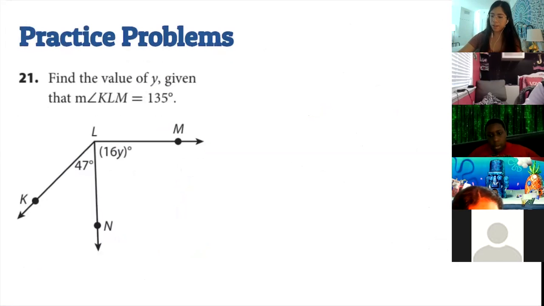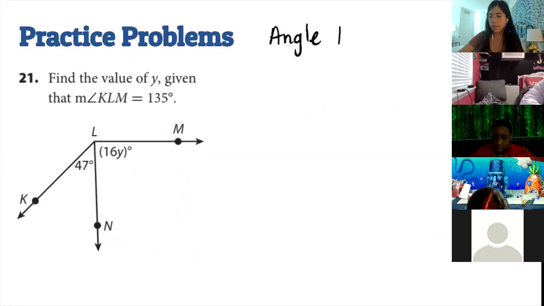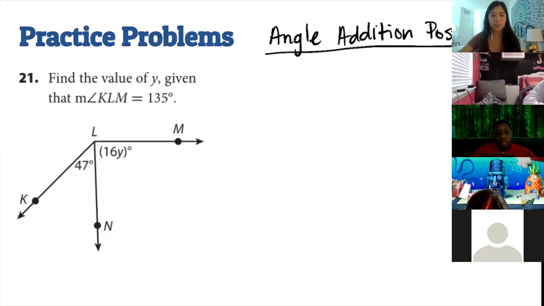Okay, we have a similar idea here. I'm looking for the value of y. And it tells me a bunch of information. All of this is very, very important. We're going to set this up the same exact way. We know that the angle addition postulate tells us that we can add the two smaller angles to get the measure of the big angle.